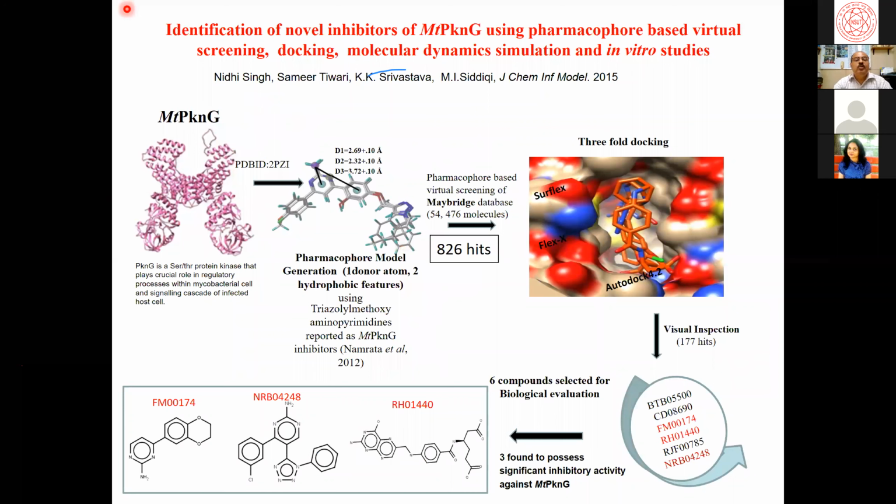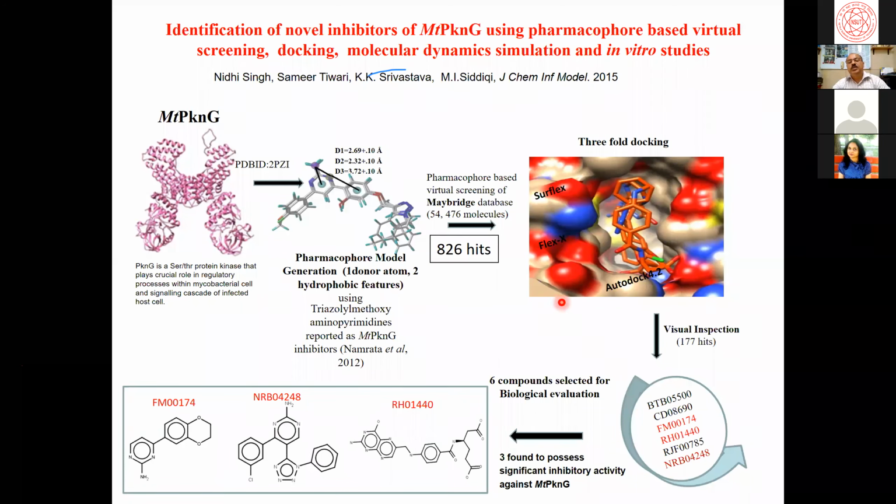Similarly, Nidhi also targeted another protein from Mycobacterium tuberculosis. This is PKNG, a serine threonine protein kinase that plays a crucial role in regulatory processes within the mycobacterial cell and signaling cascade on the infected host cell. So, based on our own molecules from our chemistry colleagues, we developed pharmacophore models, and this was used to screen a Maybridge database, which is a collection of around 55,000 molecules.